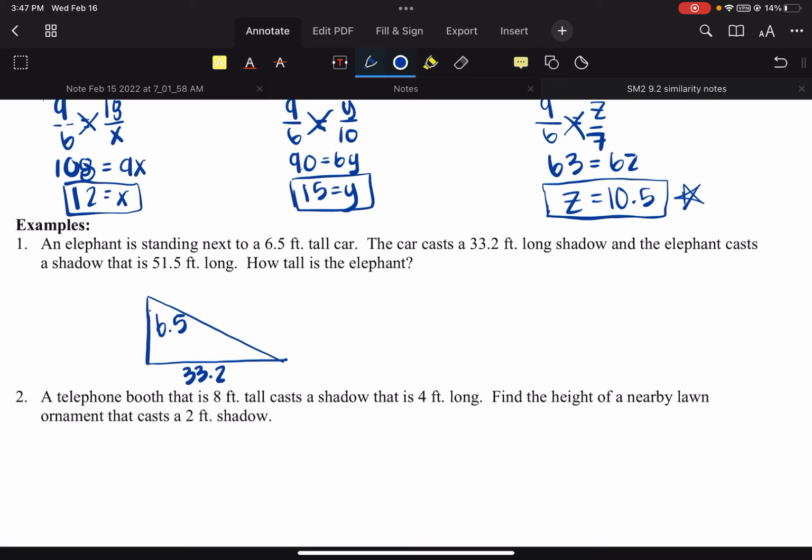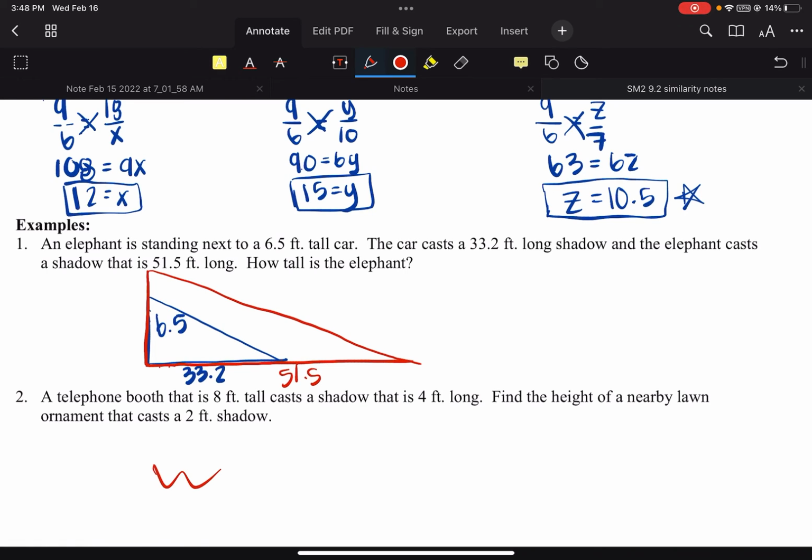The elephant, I'm going to draw him in red. So he's standing next to the car. So he's like right next to him. And its shadow is 51.5 feet long. So it's going to kind of overlap with the car shadow for part of it. Oh, my pen just wanted to turn off again. And that shadow is 51.5 feet.